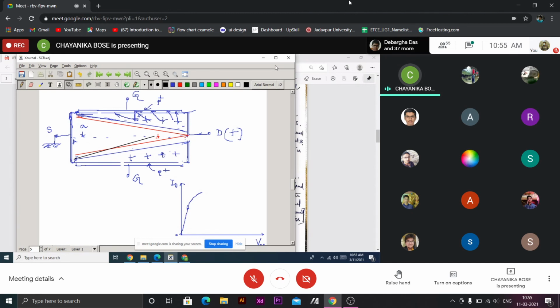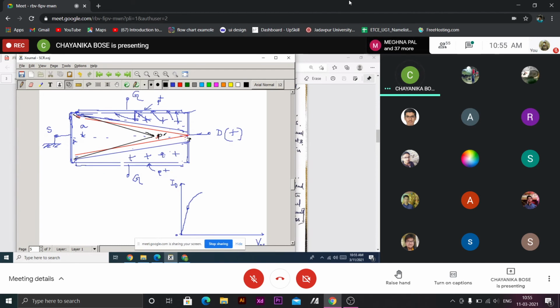So the pinch-off point will move towards the source end. Okay, so this is our pinch-off point. This is P dash. It was our P. So the pinch-off point is here. Beyond that pinch-off point, the entire region is depletion region. There is no neutral channel.